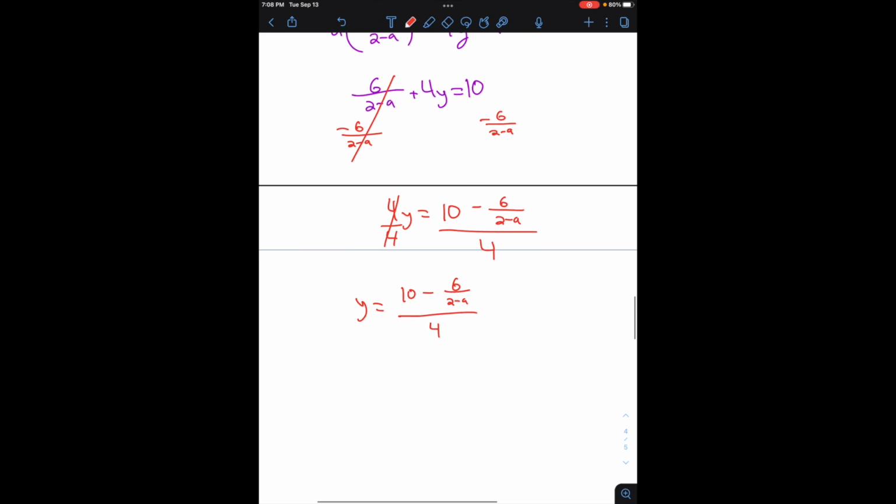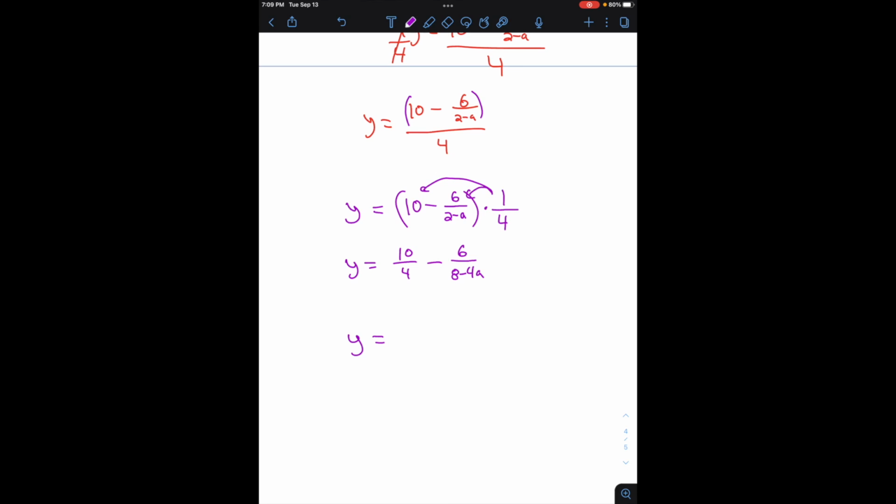And that's technically true, but we don't really typically want to have fractions within fractions. So what we can also do is say this is the same thing as multiplying our numerator, 10 minus 6 over 2 minus a, times 1/4. Multiplying a 4th by 10 and then a 4th by 6 over 2 minus a, we get y equals 10 over 4 minus 6 over 8 minus 4a.